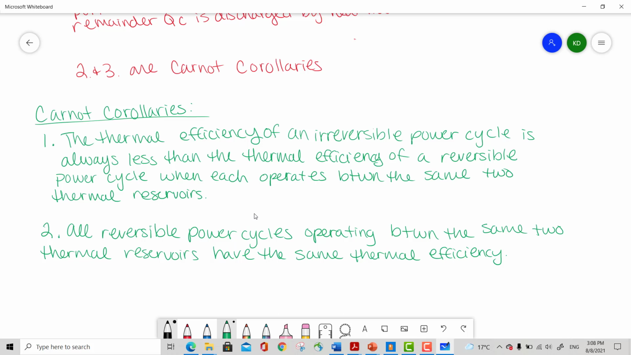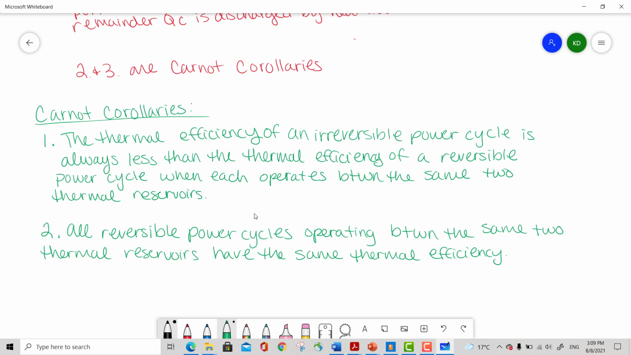That's because our thermal efficiency in regard to a reversible power cycle, or a reversible whatever you're looking at, is always going to be idealized. So it's always going to be the best case scenario. It's going to be 100%, right? Reversible, nothing impacting on its surroundings, no heat loss, nothing like that. So this reversible power cycle is 100% efficient. So when we're comparing reversible to reversible, they're going to be equal because they're both the best case scenario.